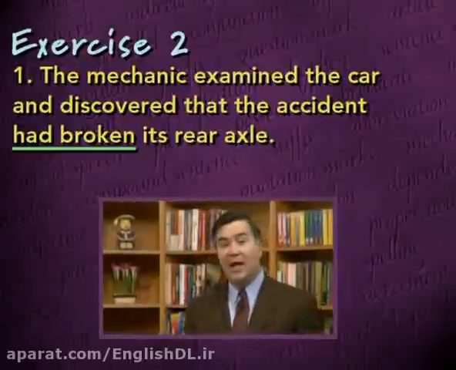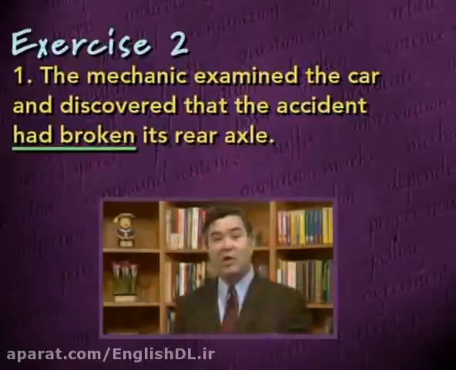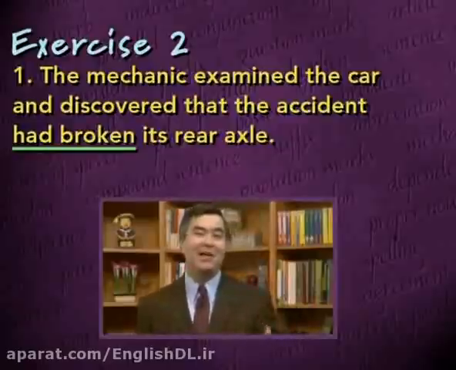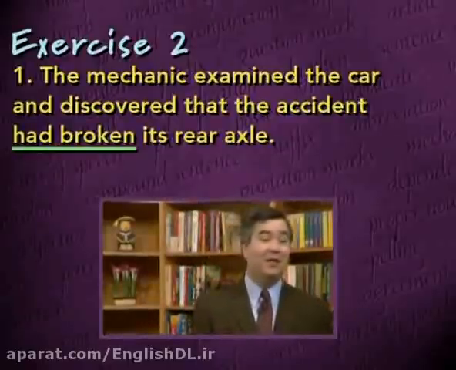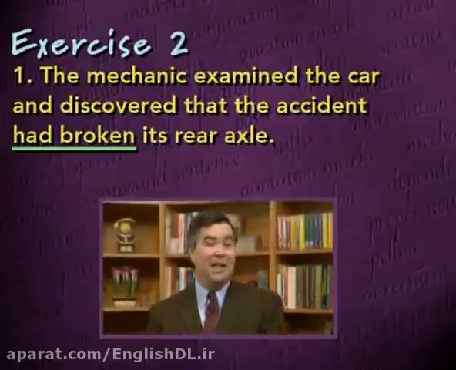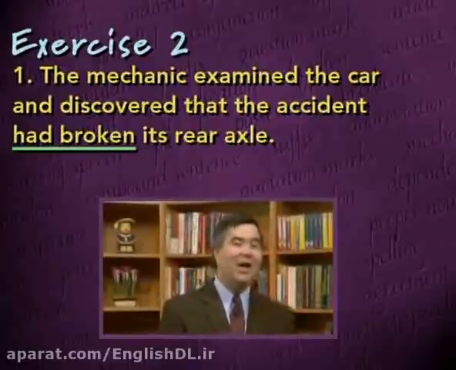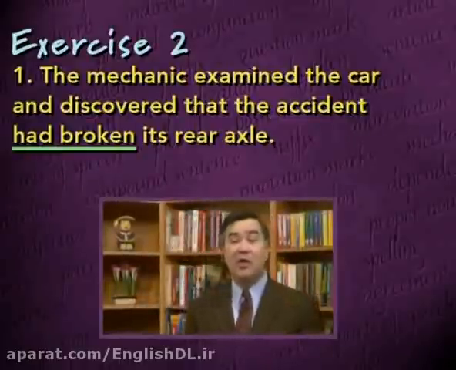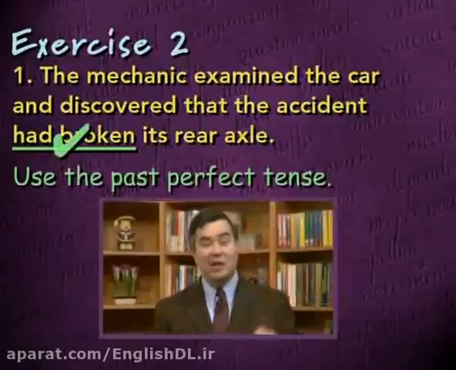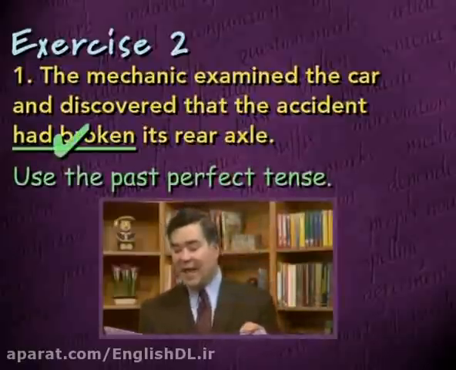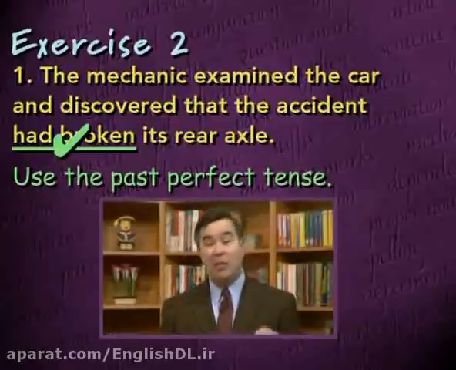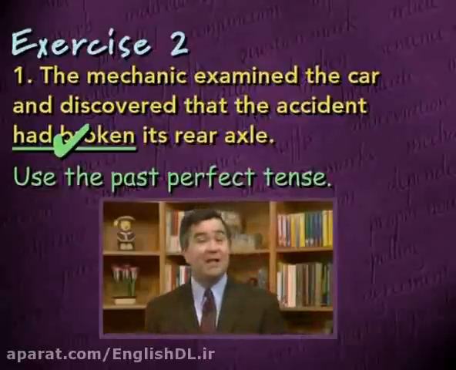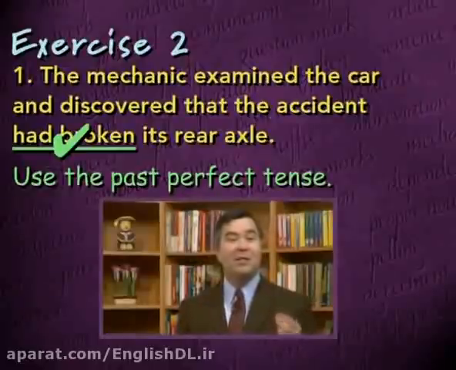Now, what about the breaking of the axle? When did that occur? Well, that also occurred in the past, but it occurred prior to the examining and the discovery. In fact, it's because the axle was broken that the driver brought the car to the mechanic in the first place. So the breaking of the axle is a past event that occurred prior to a couple of past tense events. Therefore, the breaking of the axle should be described using the past perfect tense. And that's what the author of this sentence is trying to do. It says the accident had broken its rear axle. Remember that the past perfect tense is formed by using the helping verb had and then the past participle of the verb. Now here comes the crucial question.